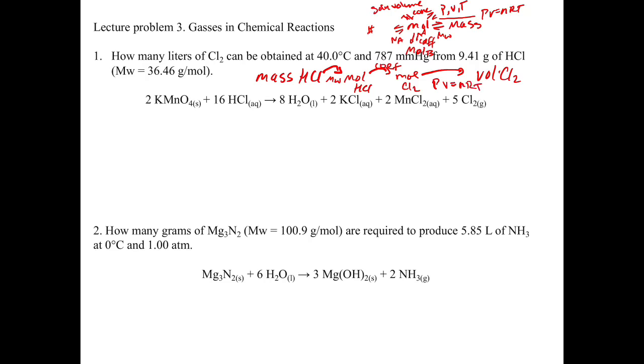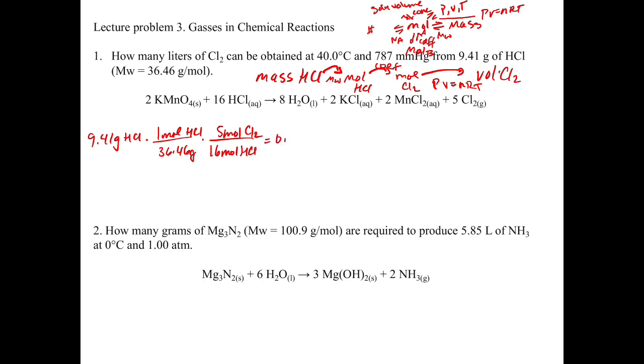This is actually a very powerful process, because knowing this very simple diagram, we can go anywhere we want in chapters 3, 4, or 5. We can do limiting reagent problems. We can do whatever we want. So for this problem, we're going to start with our 9.41 grams of HCl. We have our molecular weight, which is 36.46 grams for every 1 mole of HCl. And then our stoichiometry is that there are 16 moles of HCl for every 5 moles of Cl2. I pulled that right from the balanced equation.